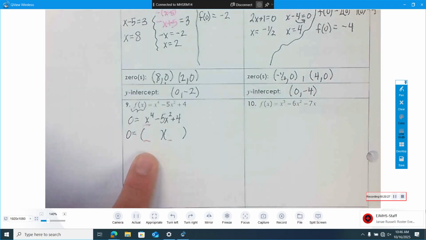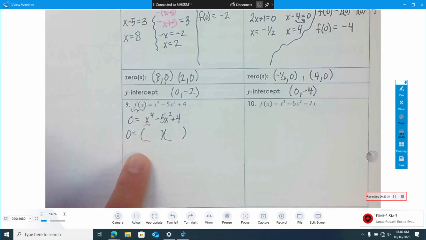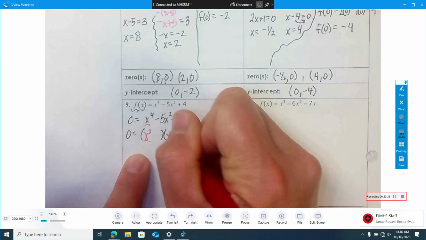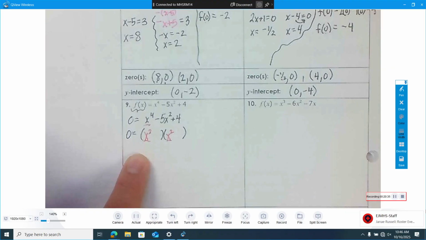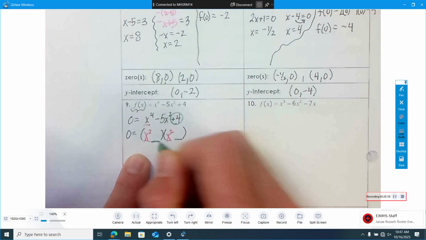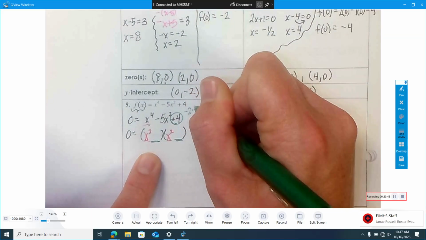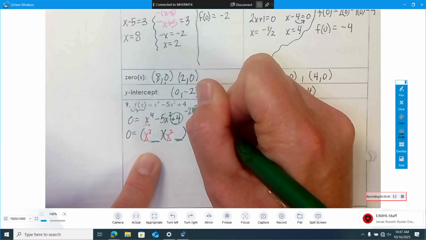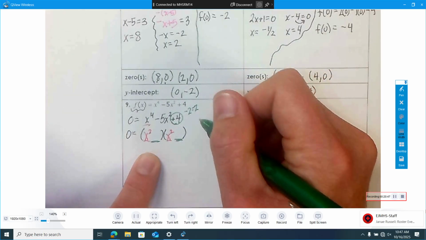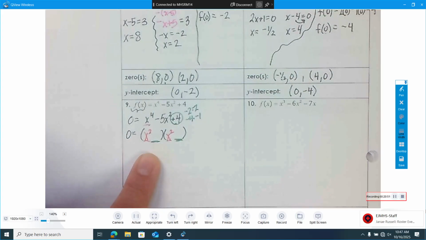What times what is x to the 4th? X squared times x squared gives me x to the 4th. Beautiful. And then last times last has to give me positive 4. What times what is positive 4? Negative 2 times 2, or negative 2 times negative 2, or negative 4 times negative 1. And that's the one we want, right?